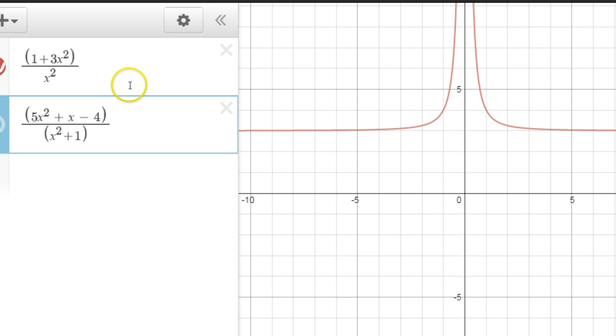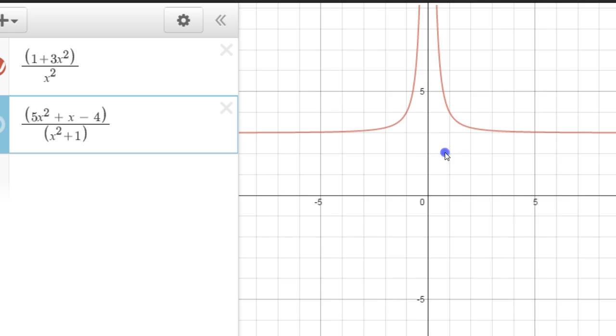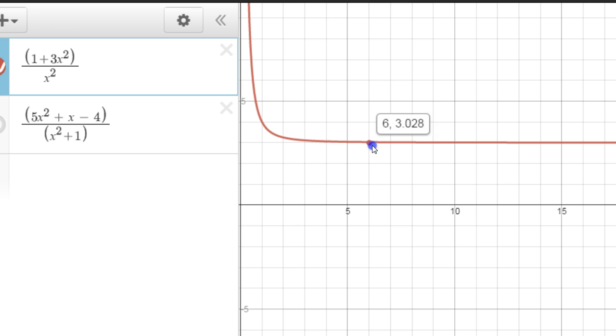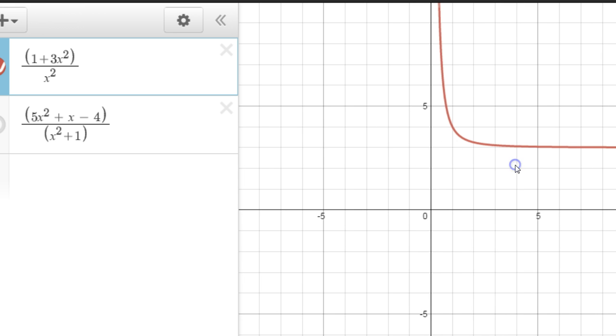Okay, and the first one we're going to take a look at is 1 plus 3x squared over x squared. And if you notice, I'm going to approach a certain number. As I drag out here, I'm going to approach 3 on the right. And as you can see, no matter how close I get, I'm not actually going to get 3 until the calculator really gets lazy and starts just plugging in 3. But this is a very cool way of looking at representations.